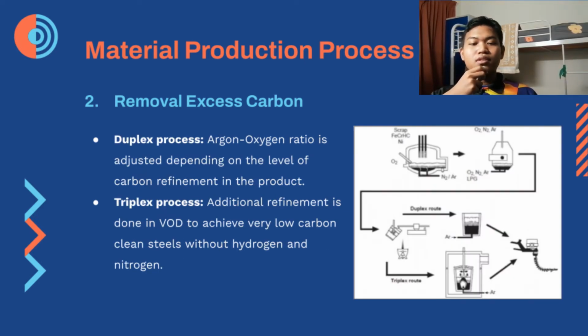In this process, there are two types of process, which are the duplex process and the triplex process. For the duplex process, the argon oxygen ratio is adjusted depending on the level of carbon refinement in the product. However, in the triplex process, additional refinement is done in VOD, which is vacuum oxygen decarbonization, to achieve very low carbon clean steel without hydrogen and nitrogen.